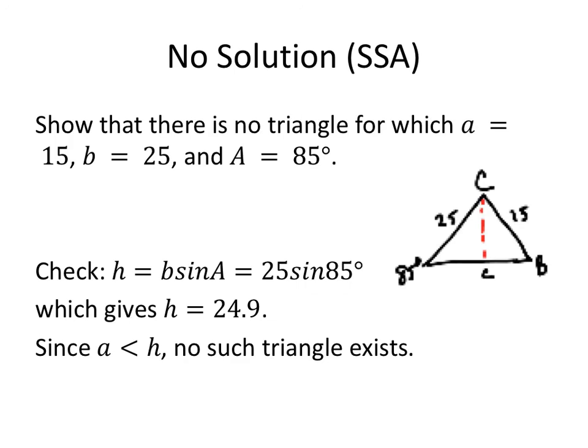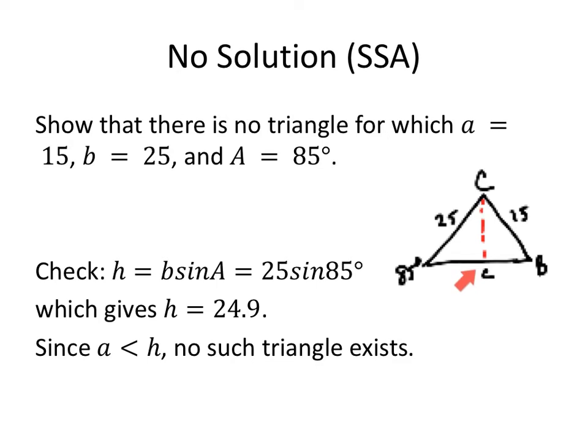Next, we'll look at the possibility of no solution using side-side-angle. So what we want to show is there is no triangle for which A is 15, B is 25, and the angle is 85 degrees. So angle 85 degrees is acute, still less than 90. Across from that, side A has length 15. And adjacent to that, we're going to call side B 25, making angle B down here, and angle C, side C.